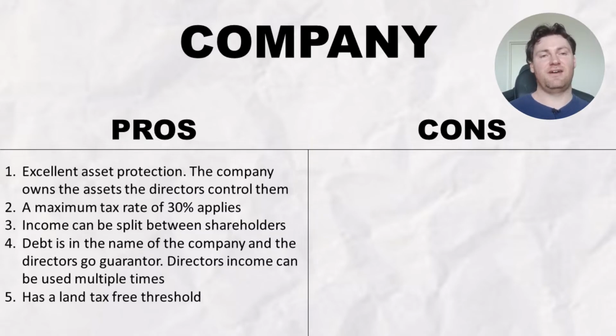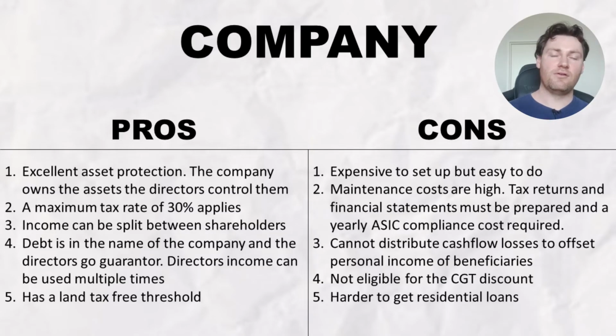Another fantastic advantage that companies provide is they have an individual land tax free threshold. This means that you get the benefits of not having to pay land tax from $0 when you set up and establish a company. There are cons to owning companies though. They're expensive to set up, but they're very easy to do. They have maintenance costs similar to the trusts, where you need to have financial statements and tax returns prepared for each year. You also need to have that assets compliance cost paid every year, another $300.